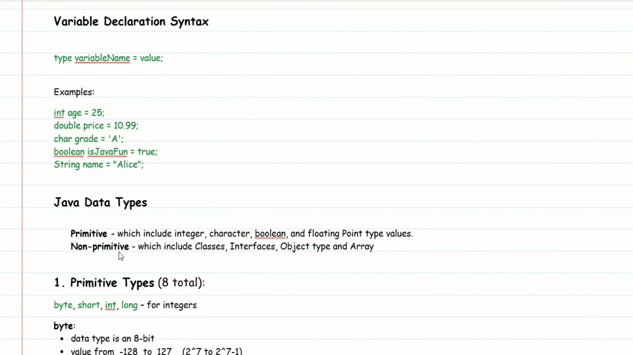A data type is a classification of the type of data that a variable can hold in computer programming. Data types in Java are classified into two types: primitive and non-primitive. We have eight primitive types: byte, short, int, long for integers, float and double for decimals, char for characters, and boolean for true and false.